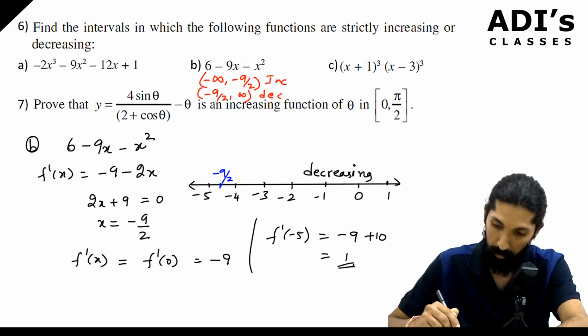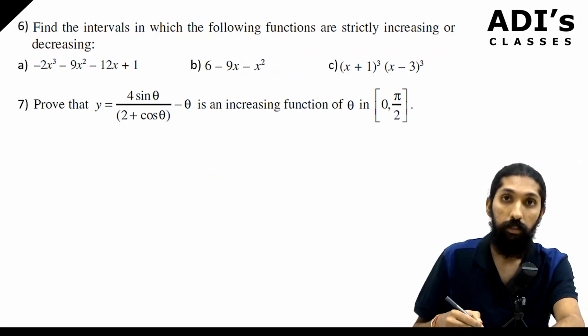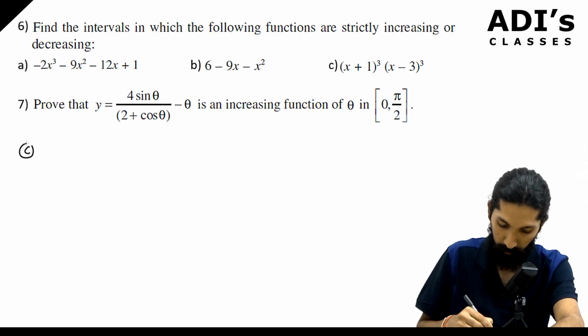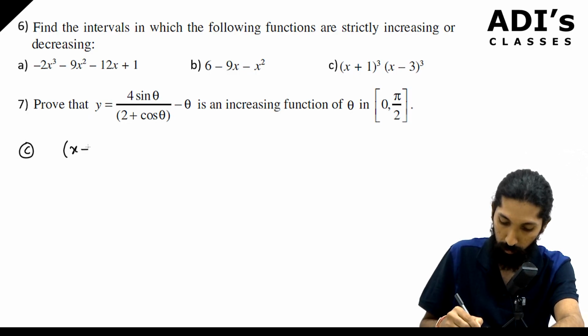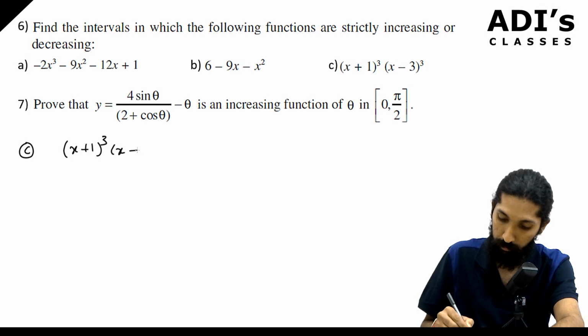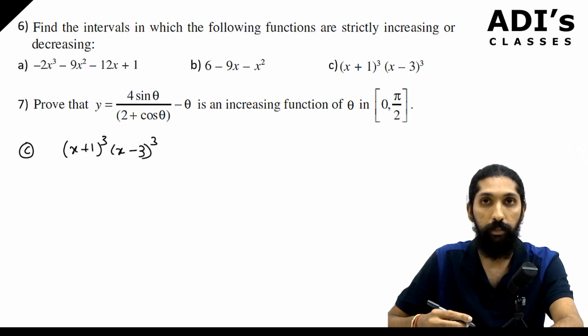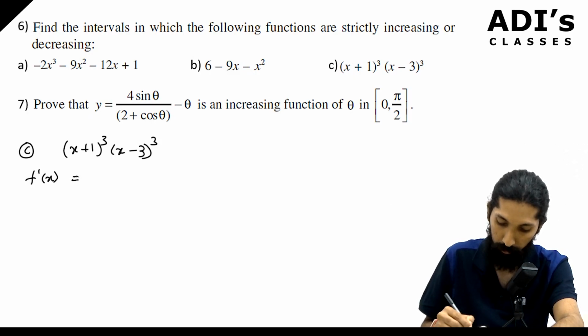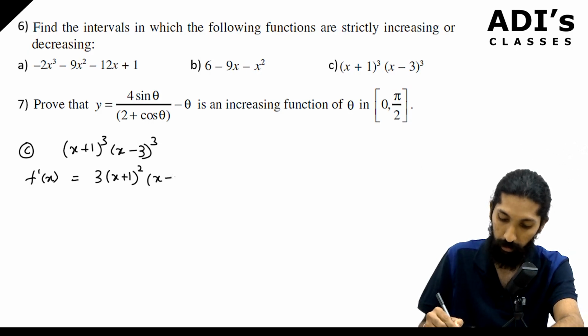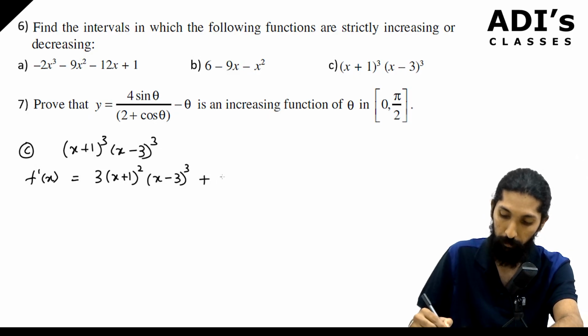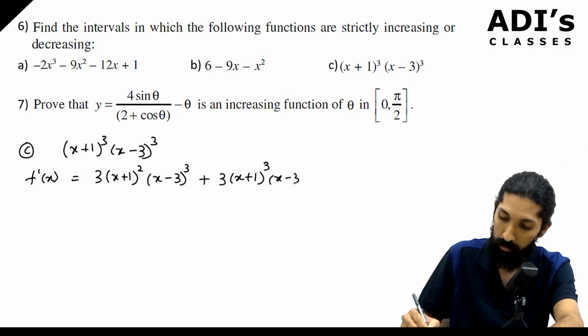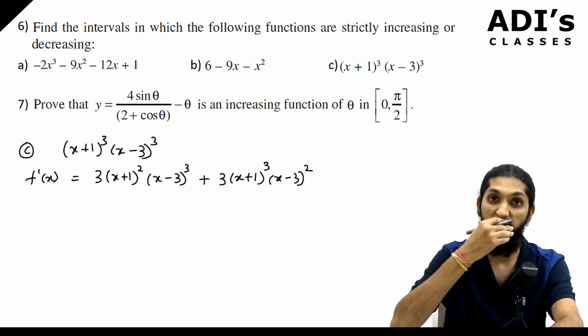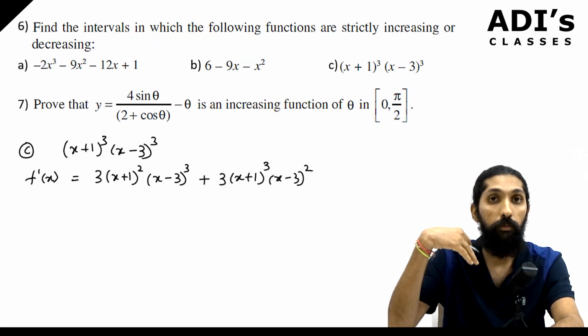Let's do the third one, that is 6C now. Now you have x plus 1 whole cube into x minus 3 whole cube. Differentiate. f dash of x is equal to 3 into x plus 1 whole square into x minus 3 whole cube plus 3 into x plus 1 whole cube into x minus 3 whole square. So this is the value. Now we'll equate it to 0 and get the points.